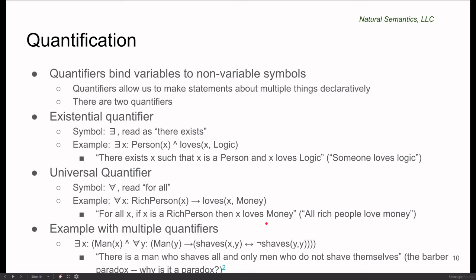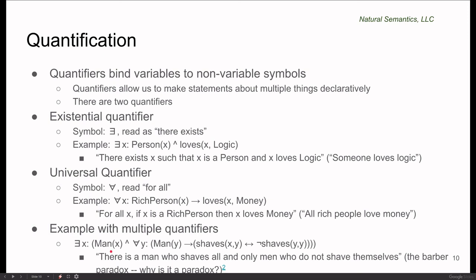So let's look at an example with multiple quantifiers. This reads, there exists X such that X is a man, and for all Y, man of Y implies shaves of X Y, if and only if, not shaves Y Y. So you might say in English, there is a man who shaves all and only men who do not shave themselves.